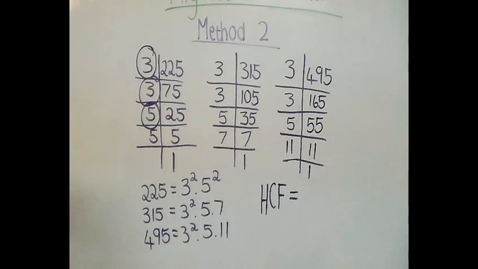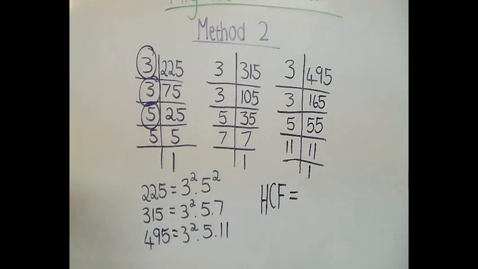Okay, so going on to the last row of prime numbers, there is a 5, and then by 315 there is a 7, and then there is an 11, which means that the 5 is not common, and the 7 is not common, and the 11 is also not common. So we are not going to circle that 5.